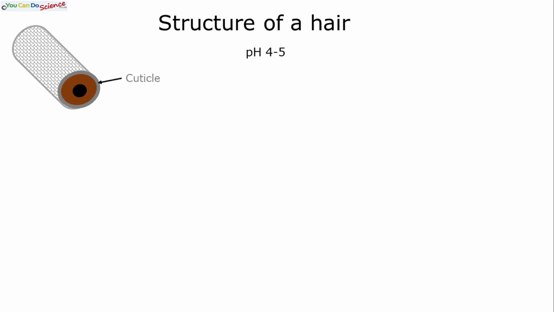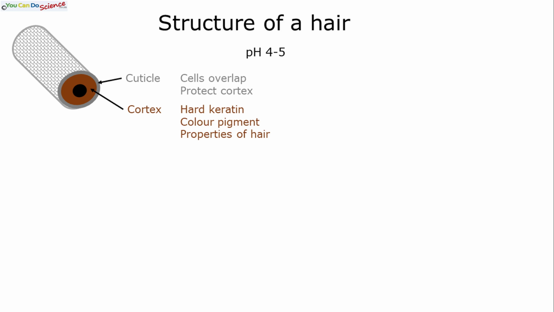A hair is made up of 3 layers. The cuticle on the outside, consisting of cells that overlap each other to protect the cortex. The cortex is the layer just below the cuticle and consists of hard keratin, a type of protein. The color pigments are situated in the cortex, as well as the bonds that determine the properties of straight or curly hair.